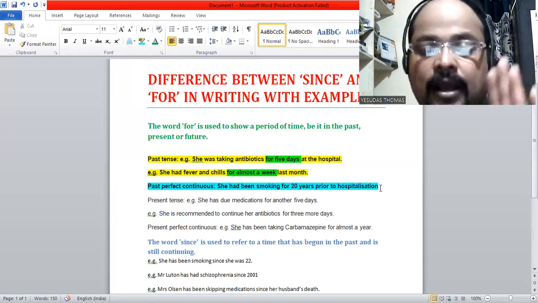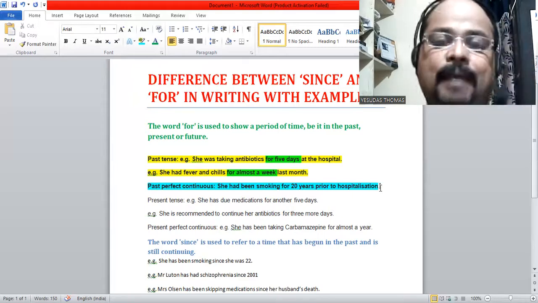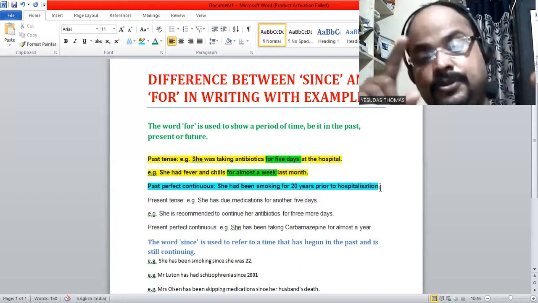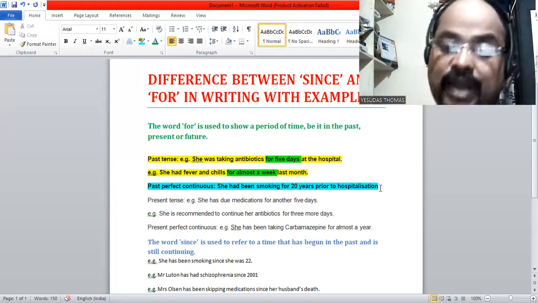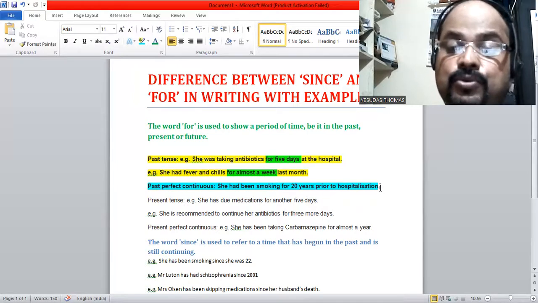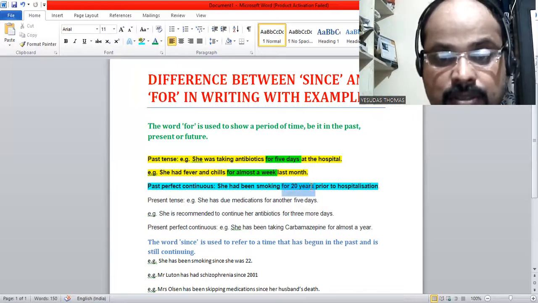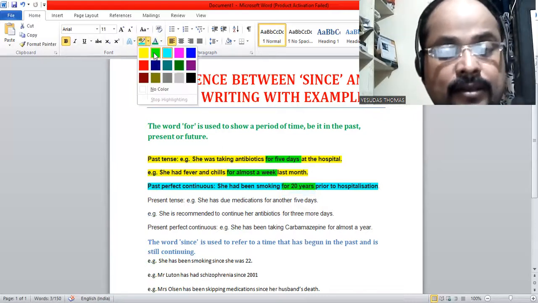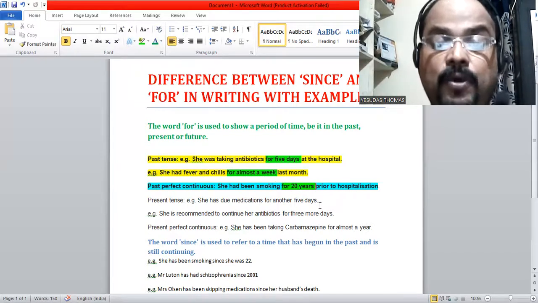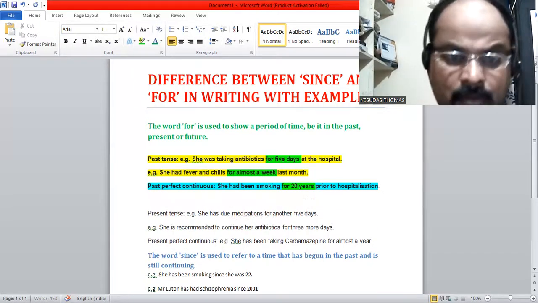Now, during hospitalization, she's not smoking. She has quit smoking or something happened. Right now, she doesn't have the habit of smoking, but she was smoking for all those 20 years. She had been smoking for 20 years prior to hospitalization. So for 20 years, here again, I have highlighted. For 20 years is the duration, how long she had been smoking. Yes. Now, I can give one more example there.